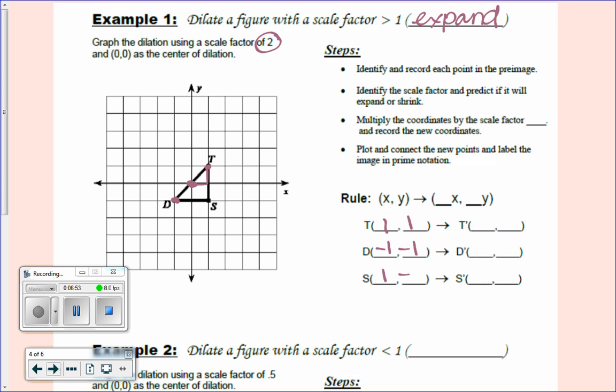1, -1. You're going to go positive 1, then down 1. Remember, always X first, then your Y. Okay?